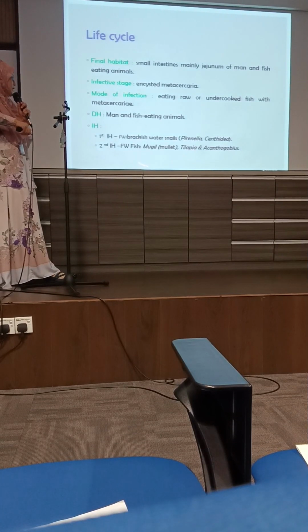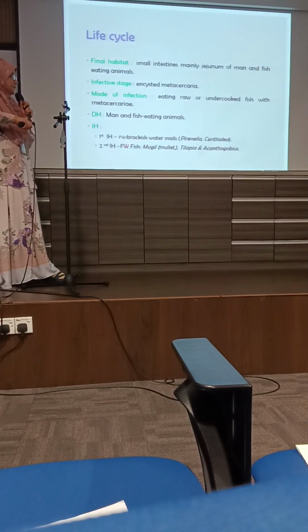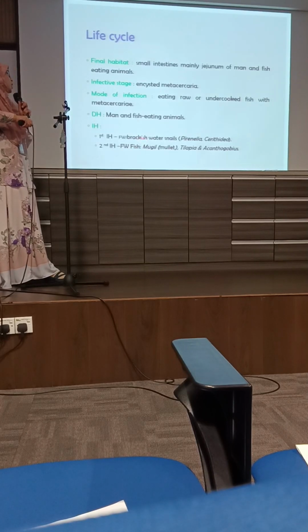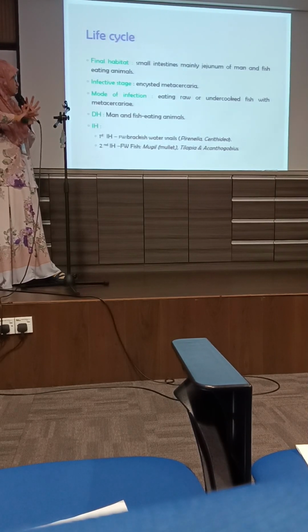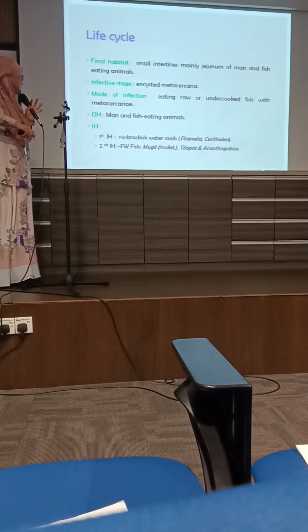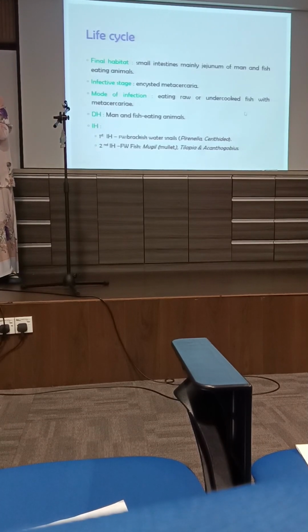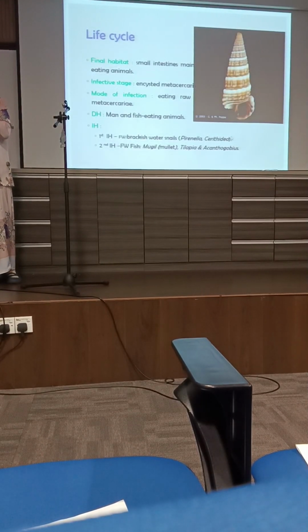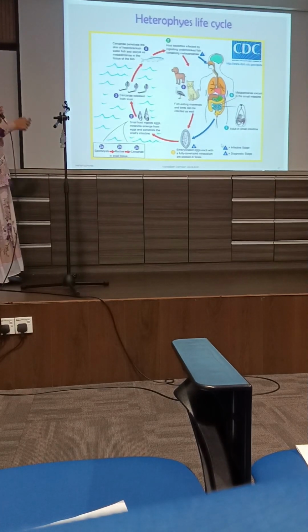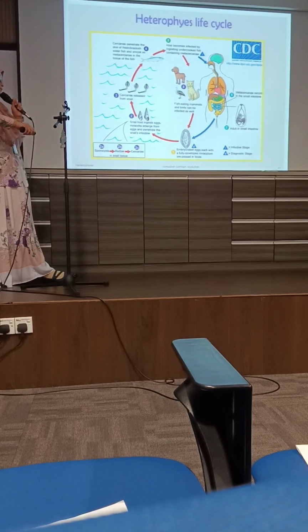Okay, so tilapia, mullet, Acanthogobius. So the first intermediate host is freshwater, brackish water snails. Kalau yang tadi tu freshwater saja. Dalam kes Heterophyes ni, freshwater or brackish water snails of the genus Pirenella and Cerithidea. Brackish. Okay, nampak pula ni. Okay, so ini adalah Pirenella or Cerithidea. So dia lain sikit daripada Fasciolopsis dengan Echinostoma.